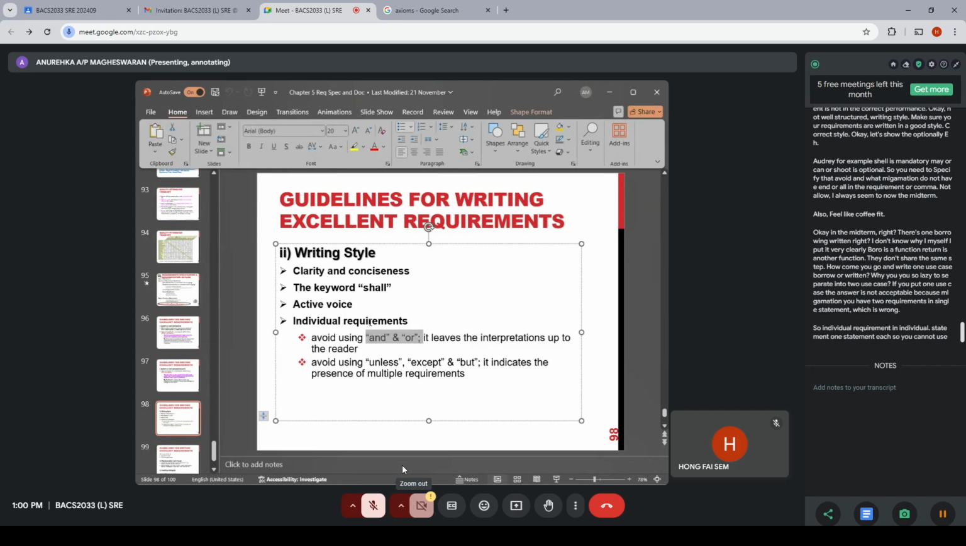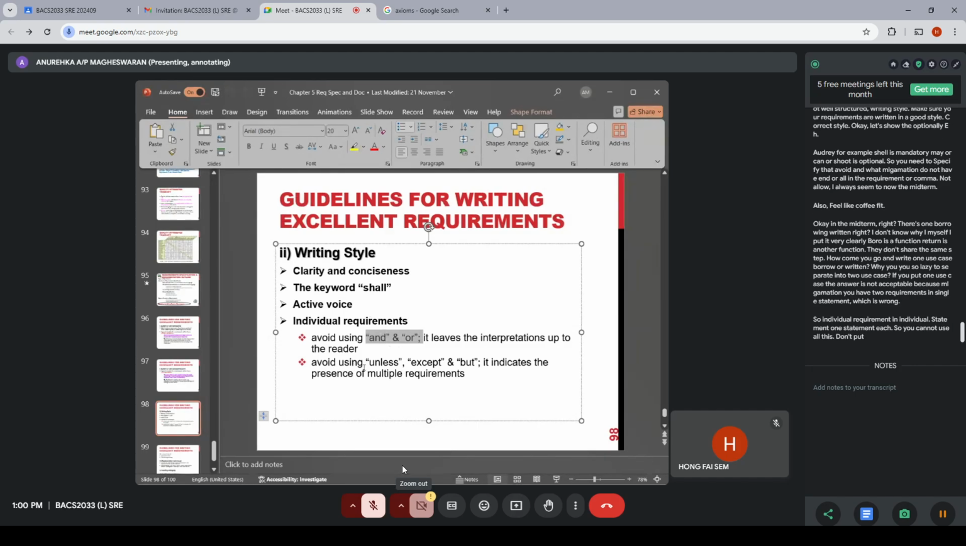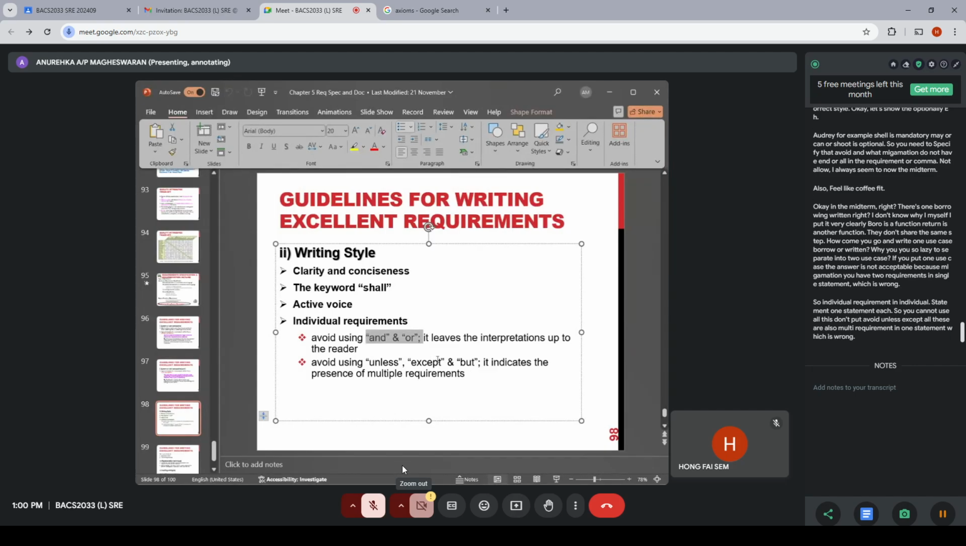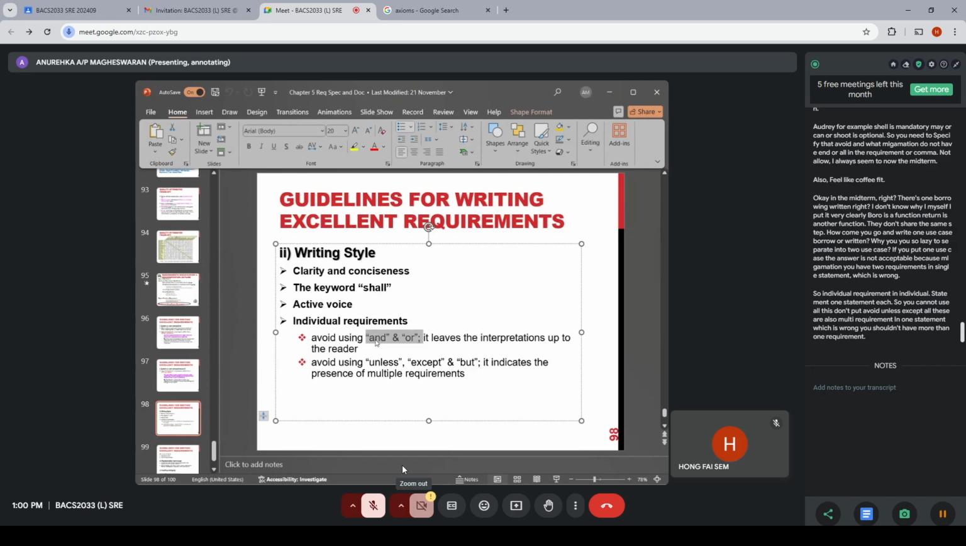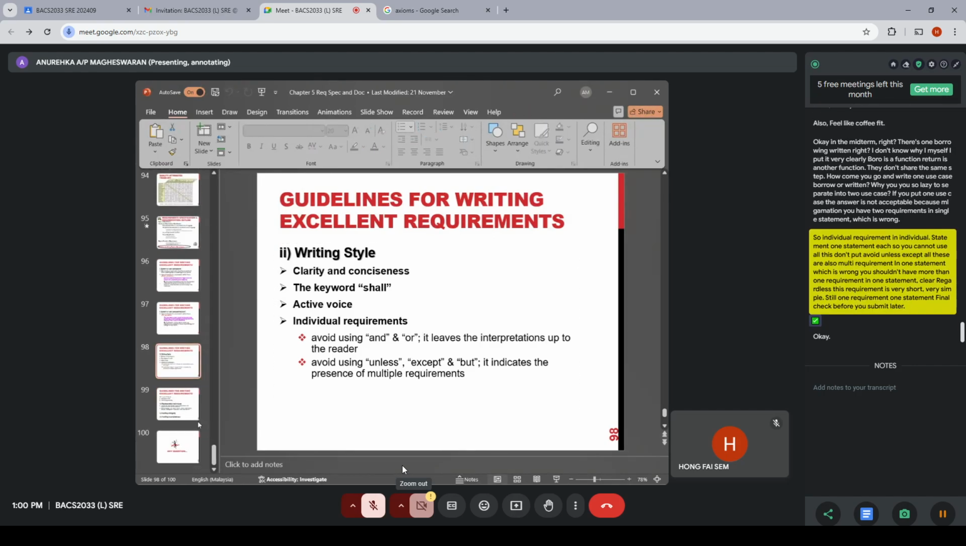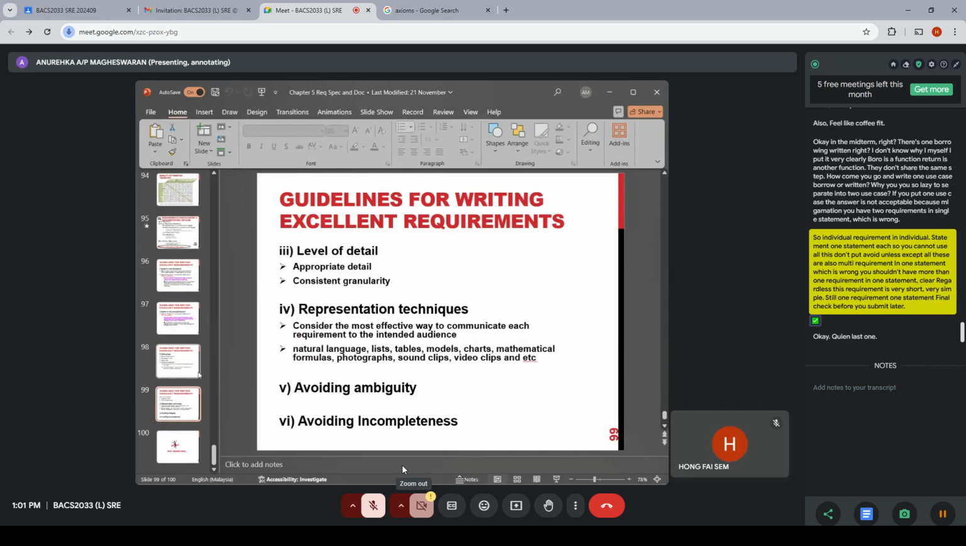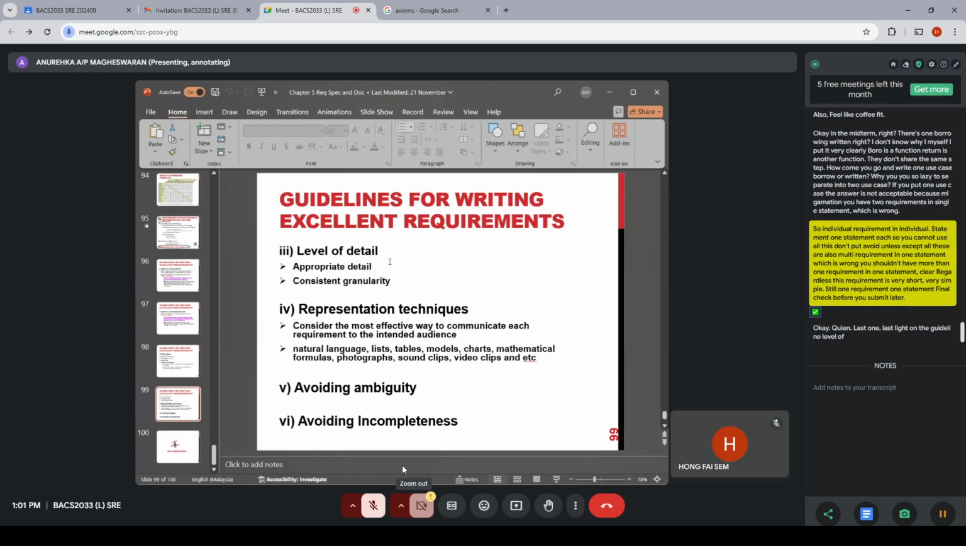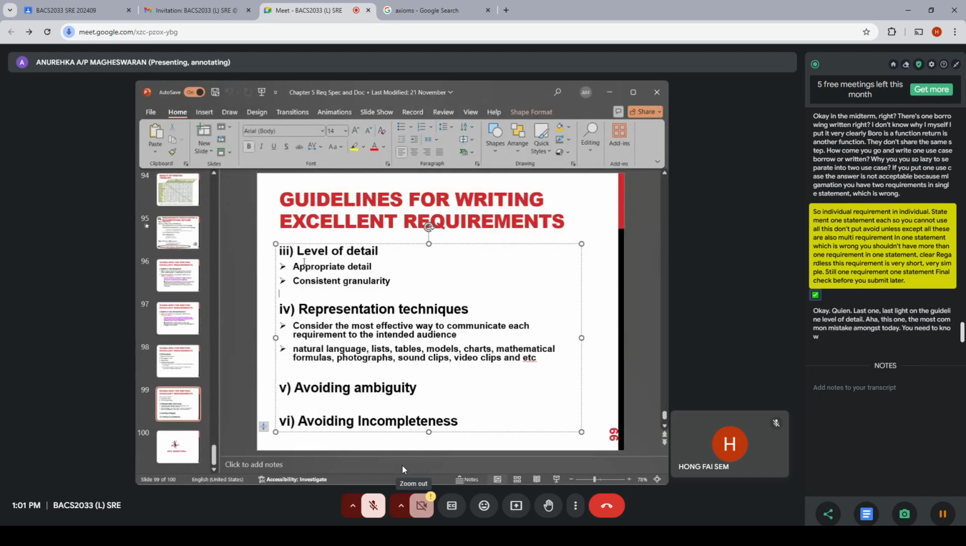So you cannot use all this. Don't put avoid, unless, except. All these are also multiple requirements in one statement, which is wrong. You shouldn't have more than one requirement in one statement. Clear? Even if the requirement is very short and simple, still one requirement, one statement. Final check before you submit later. Last slide on the guideline: level of detail. This is the most common mistake among students. You need to know whether you are going for the first level, second level or third level.